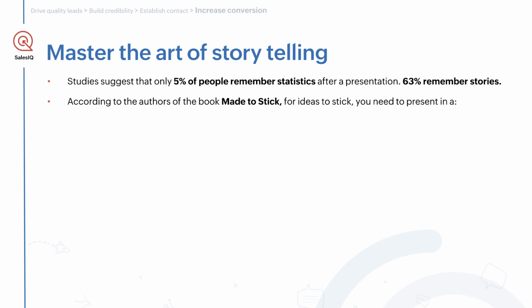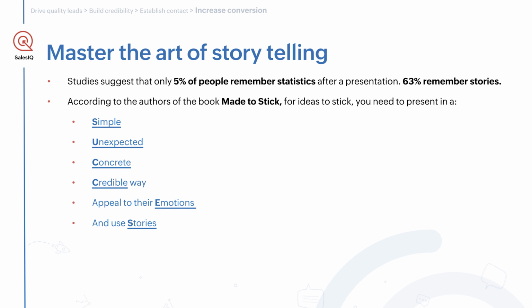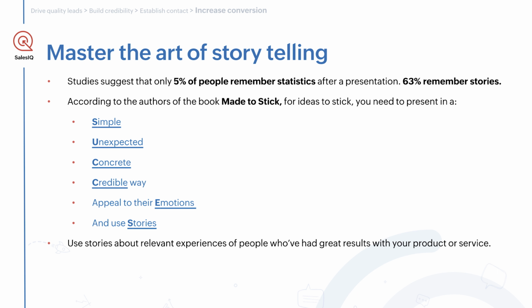So, according to the authors of the renowned book Made to Stick, the recipe for any idea to stick is to present it in a simple, unexpected, concrete, and credible way that appeals to their emotions and, yes, use stories. You can use the acronym SUCCESS ending with a single S to remember this. So next time, instead of carrying facts and figures, try presenting stories about relevant experiences of people who've had amazing results with your products or services.